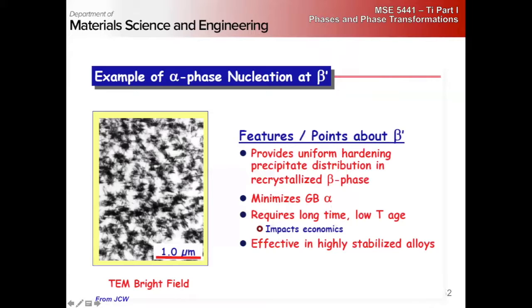All right. So one of the key ideas here is this minimizes grain boundary alpha, right? Grain boundary alpha can be bad for fracture properties, right? Because now you've got a connected path, right? So if we can get a beta prime field and then nucleate alpha heterogeneously from that, we can minimize the amount of grain boundary alpha that we have and improve properties. But this is going to require a very long aging time at low temperatures, right? So it's going to be very expensive to produce, right?